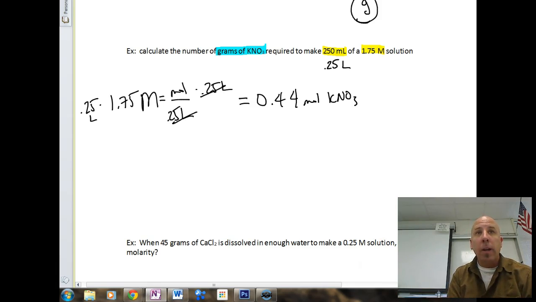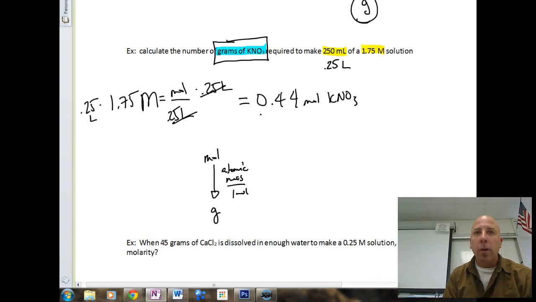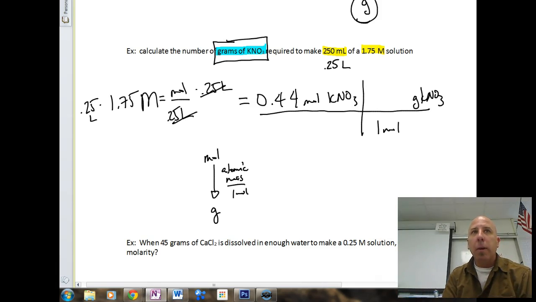The reason we're not done yet is we're looking for grams of KNO3, and we're given moles of KNO3. So now here's where we're going to use the mole road. Again, remember, the mole road has the mole in the center, and if you want to go down to grams, that conversion factor going down is going to be the atomic mass over 1 mole. So I'm going to do a second step where I do the atomic mass of KNO3 over 1 mole. Remember that to calculate the atomic mass of any substance, we just look at the molar masses on the periodic table, which is the bottom number.